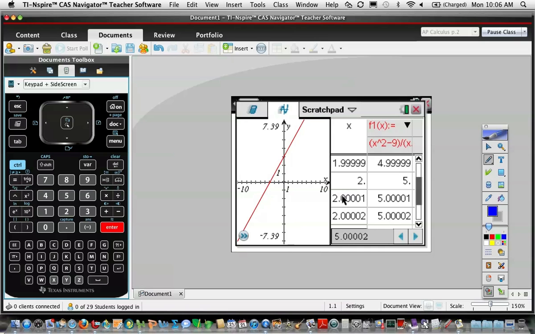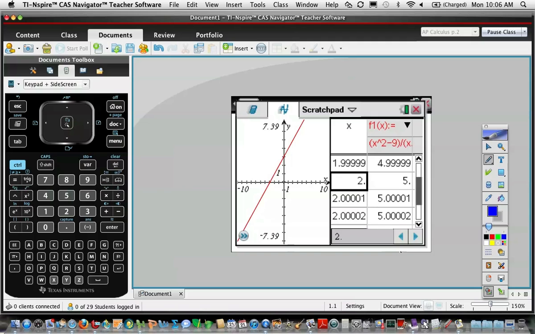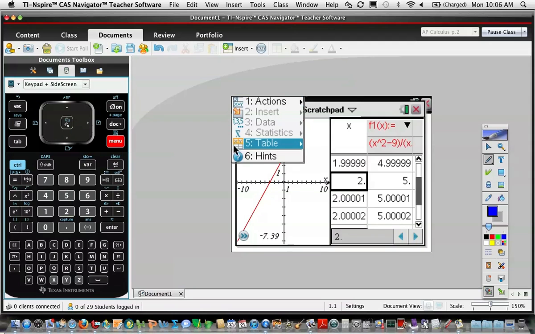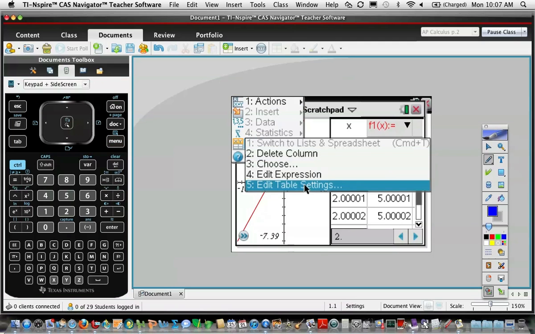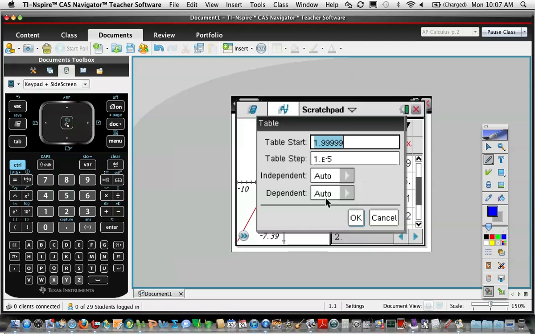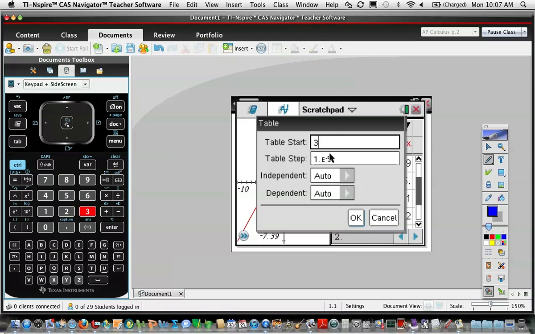So now, what do I need to change in my table? I come over here to get to my table, where it starts at 2. I need to start that at 3. So I go to my menu, my table settings, and I need to start this at 3 now instead of 2. And the nice thing is once you have that table step in there, it usually remembers it, so you don't have to adjust that again. But you do want to start that table at 3.